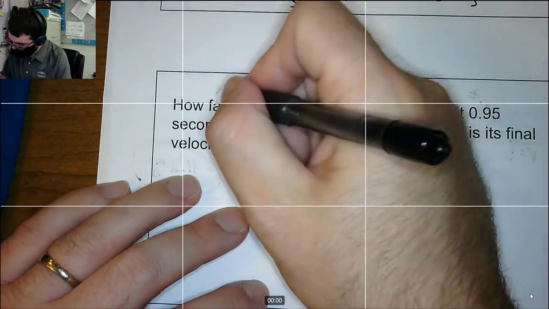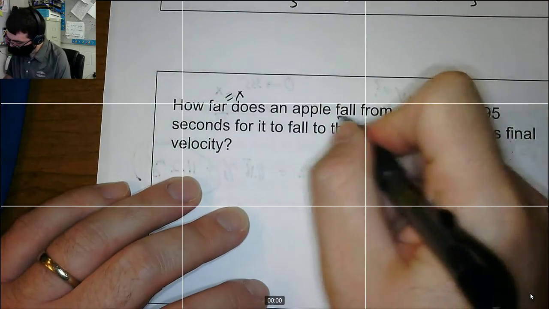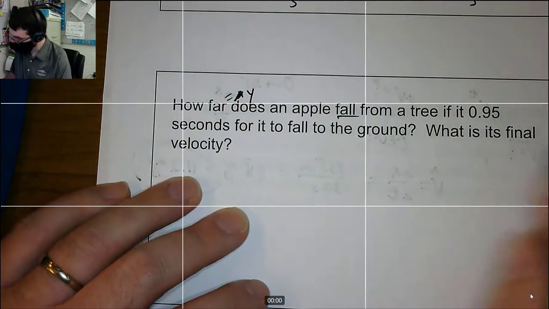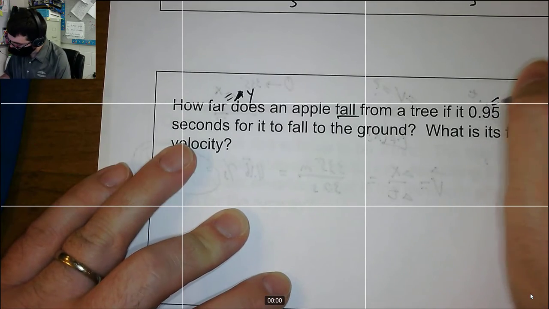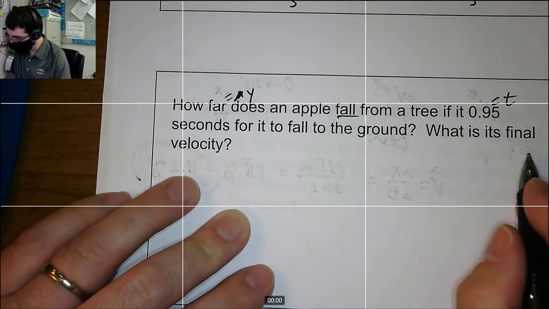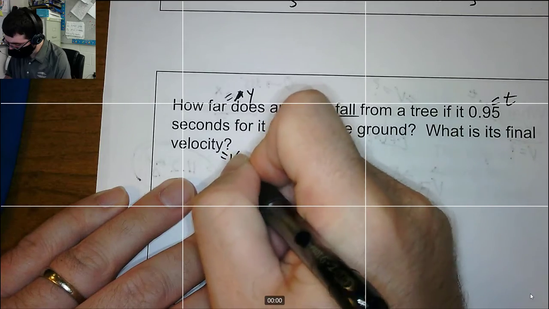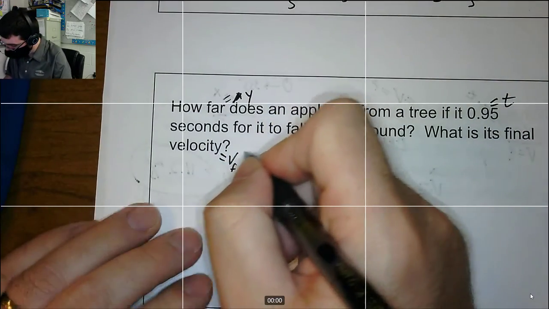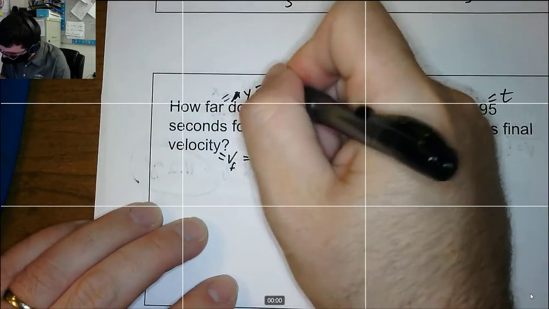Moving on, how far? That's going to be a distance. Does an apple fall? Oh, vertical distance. So I'm going to change that to a y. From a tree, if it takes 0.95 seconds, that's a time, for it to fall to the ground. What is the final velocity as well? So 2 different questions here that we're solving for.